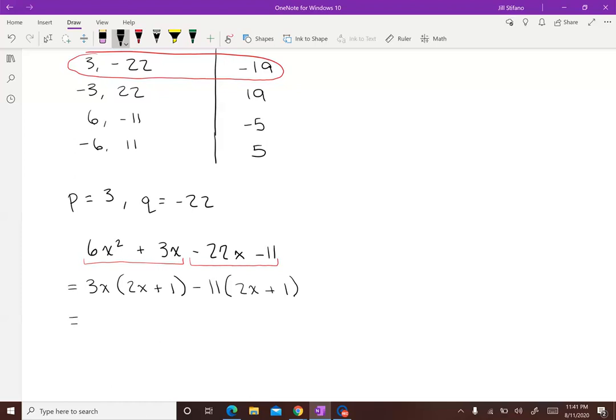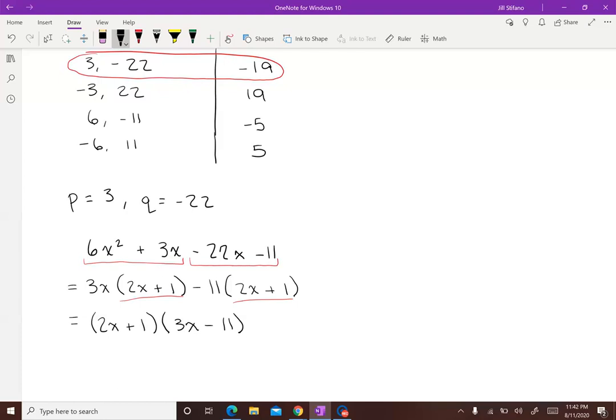The final step is to factor out the GCF of the whole thing. So notice that both terms have a 2x plus 1 in common. So we can factor that out, and we're left with 3x minus 11. And there's our factored form.